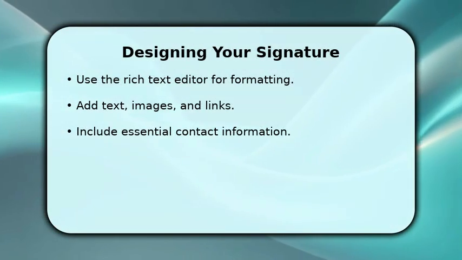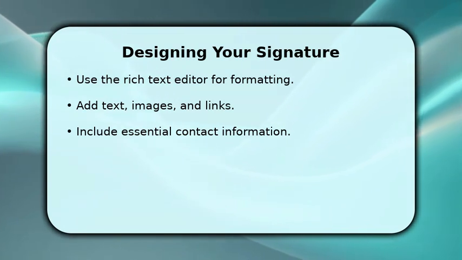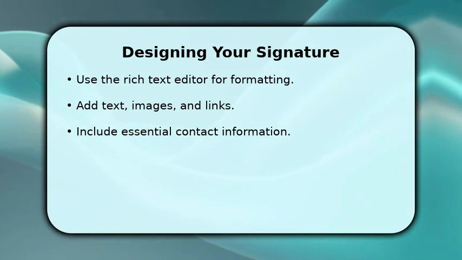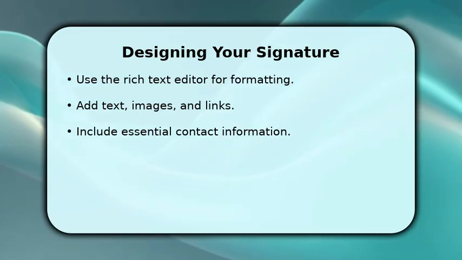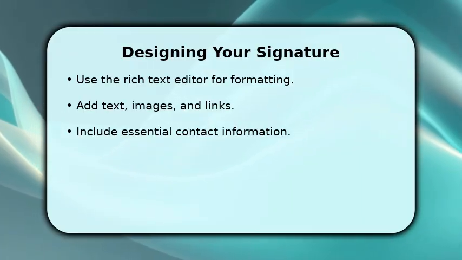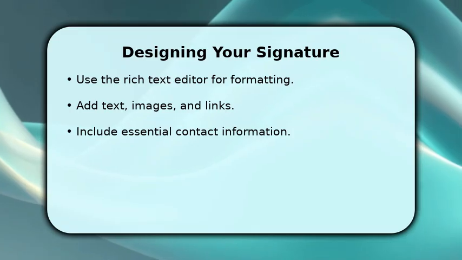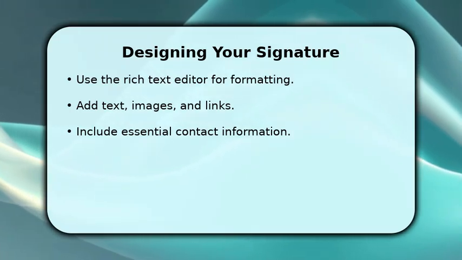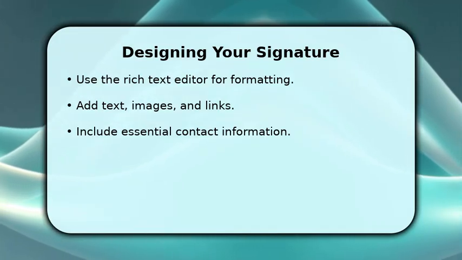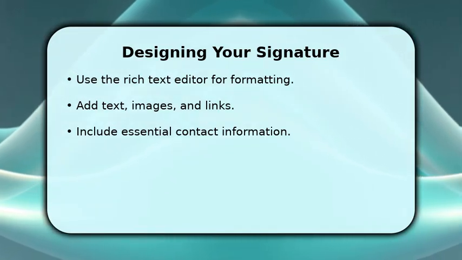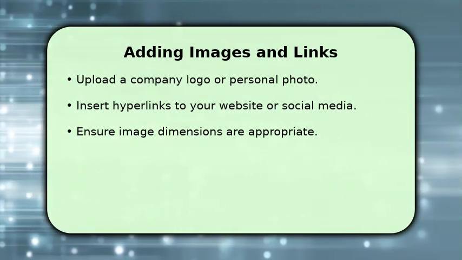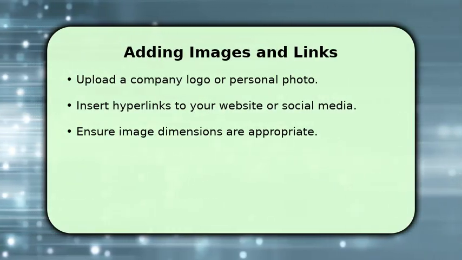Once you are in the signature editor, you will see a rich text editor. This powerful tool allows you to format your text with various fonts, colors, and sizes. You can also add important elements like your name, title, company, and phone number. Remember to keep it concise, aiming for 3 to 5 lines of text for optimal readability across various email clients and devices. To enhance your signature, consider adding a professional image, such as your company logo or a headshot.